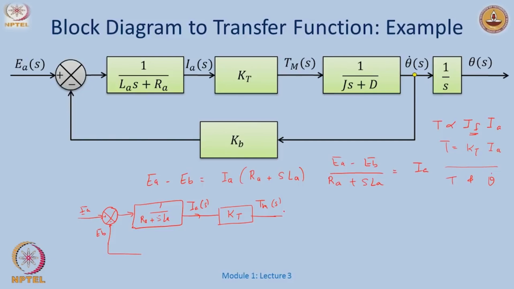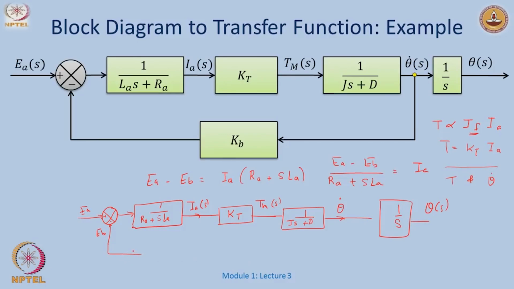So, Tm goes via this thing, via Js square plus d. So, the relation between the torque and the angular velocity goes through this, it generates a theta dot. And this theta dot I can integrate, an integral component would look like 1 over S, and I get a theta S. Okay. Now, how to close this loop?